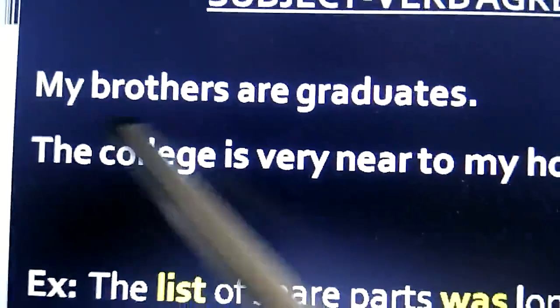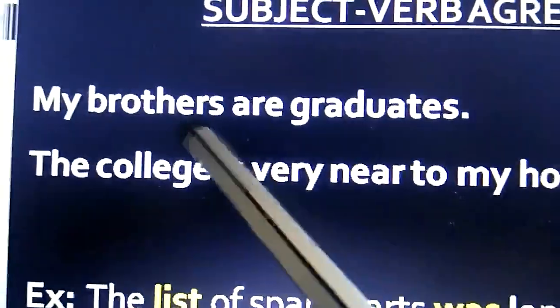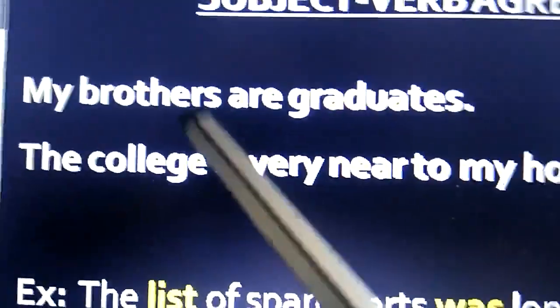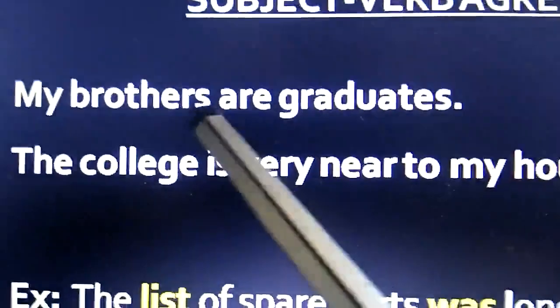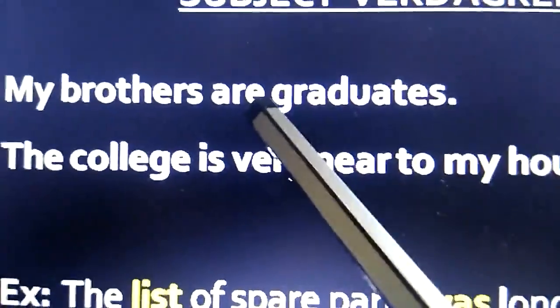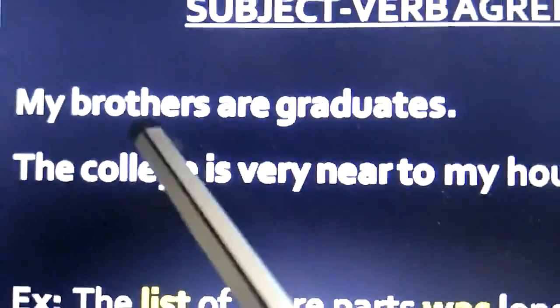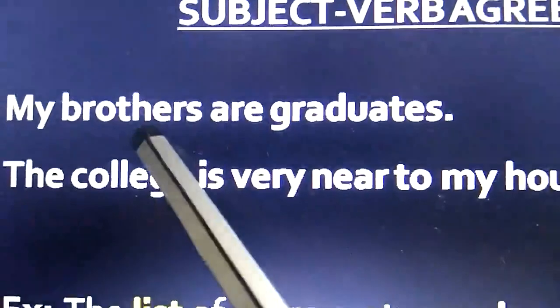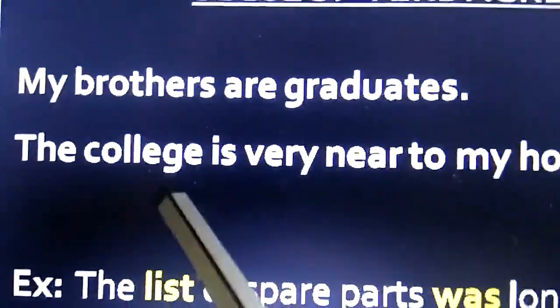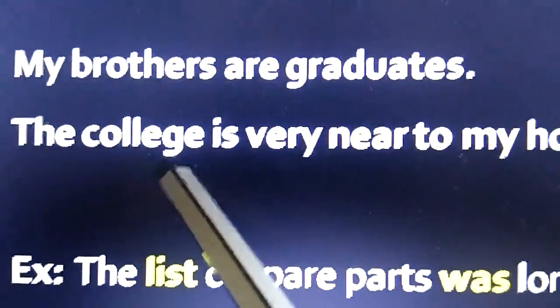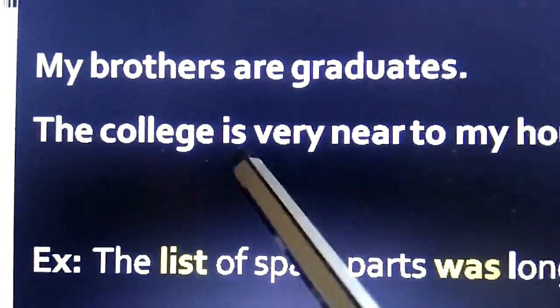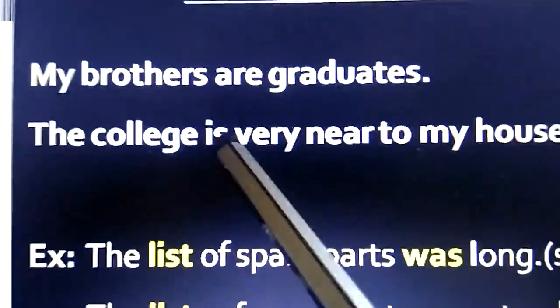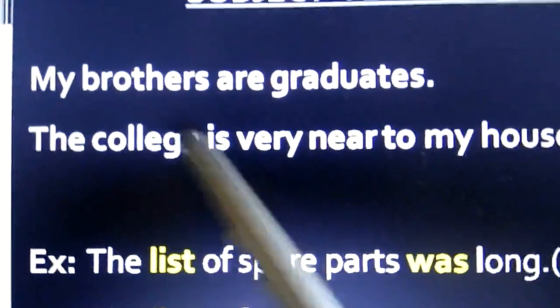Here, in this same example, we could see the subject of the sentence is my brothers. My brothers is plural. Brothers means plural word. And so we have taken a plural verb here. So the verb is in accordance with the subject. In the second sentence, college is singular, and the verb we have taken is also singular. So it is in accordance with the subject of the sentence.